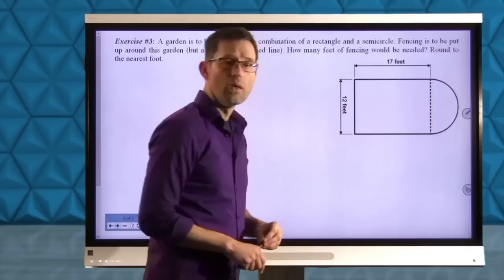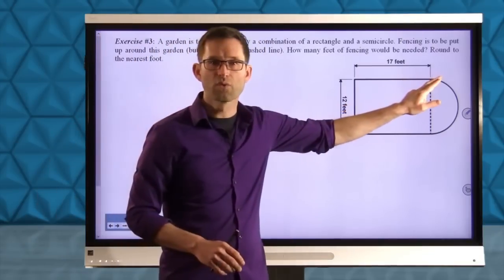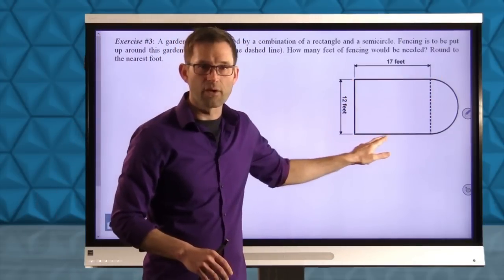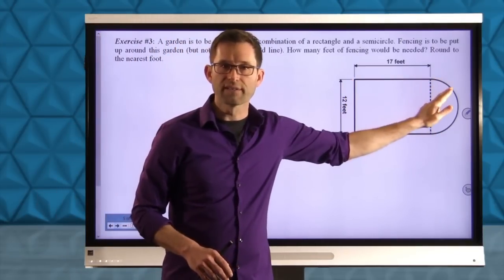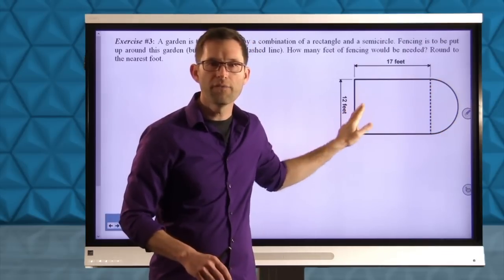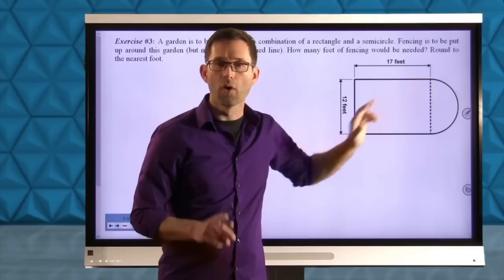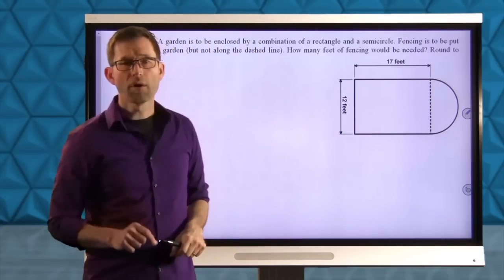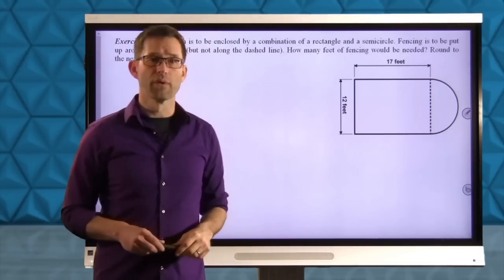All right, so here we've got this sort of like 3 sides of a rectangle, and at the end of that rectangle, we've got a semicircle. And I want to know how many feet of fencing I need to go around this entire thing. Pause the video now and see if you can work through this.